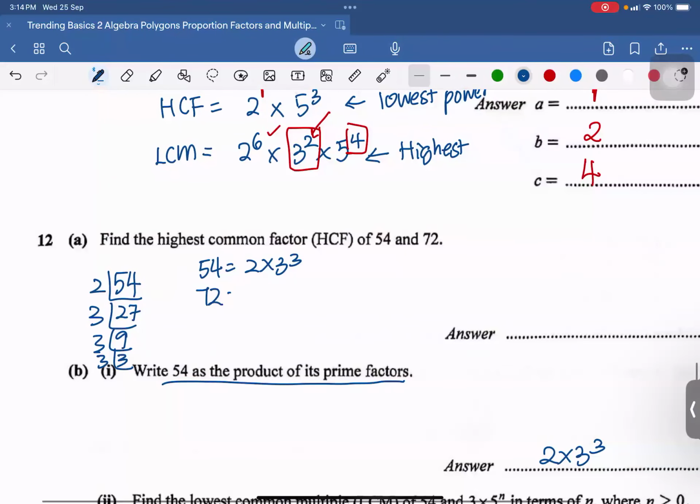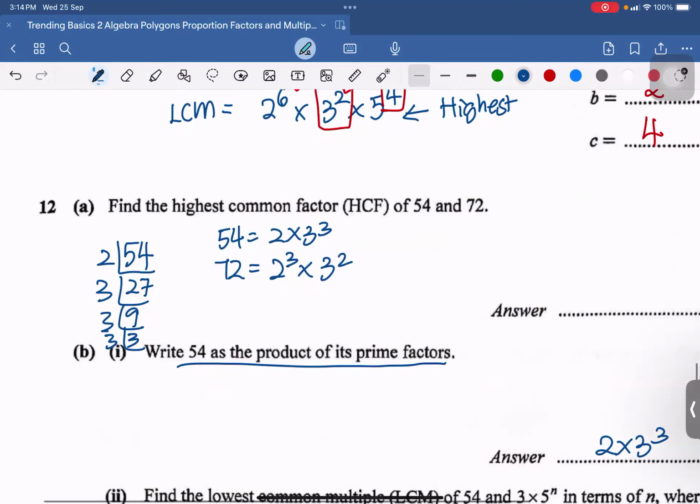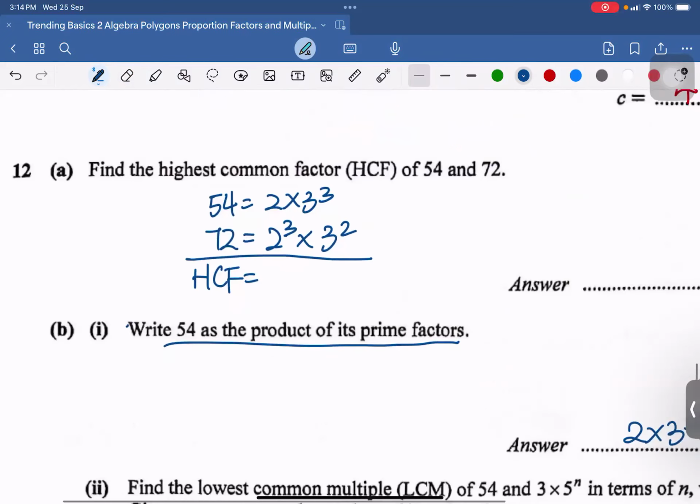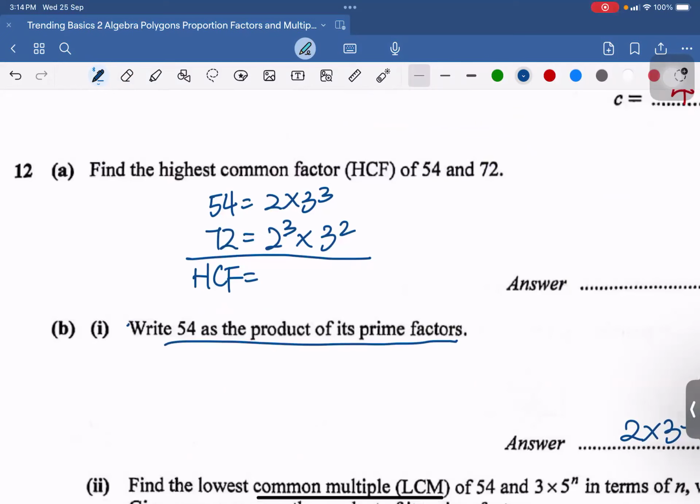And I want to look at 72. 72 is 2 cubed times 9, 3 squared, if I'm not wrong. Yeah. Okay, so I'll split this up into its prime factorization form. Then I look for the highest common factor. What is the answer? Anyone? Or maybe you can type me your answer. 2 to the power how many? Do I choose 2 or 2 to the power of 3? 2, followed by 3 to the power of 2.